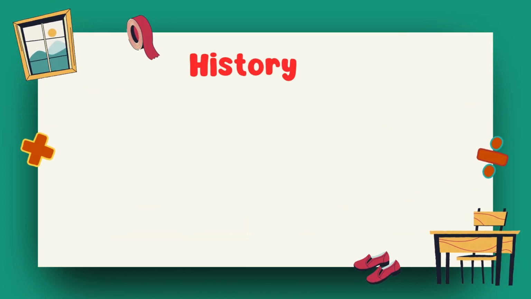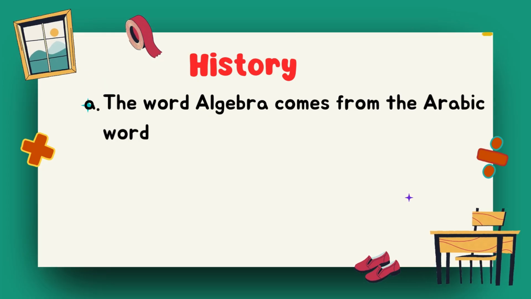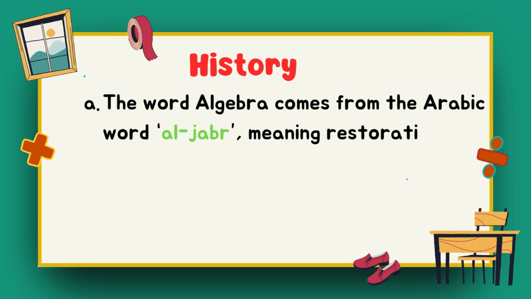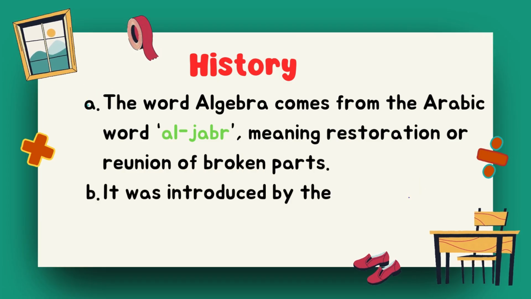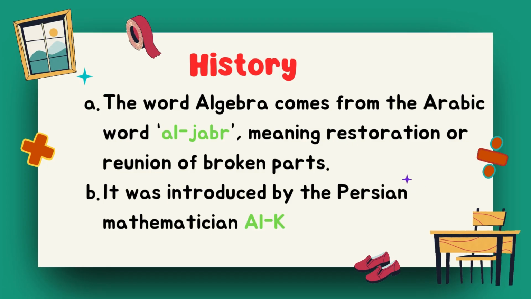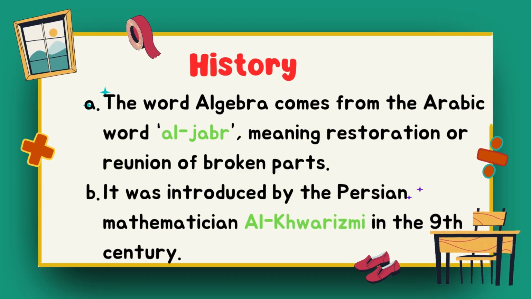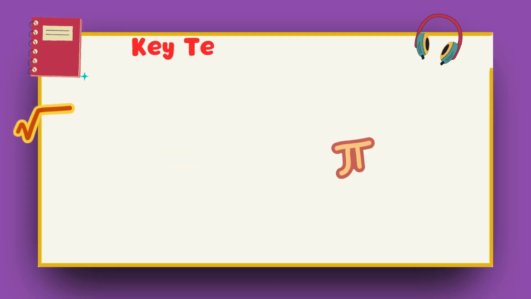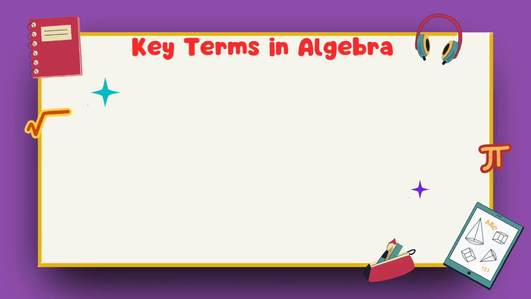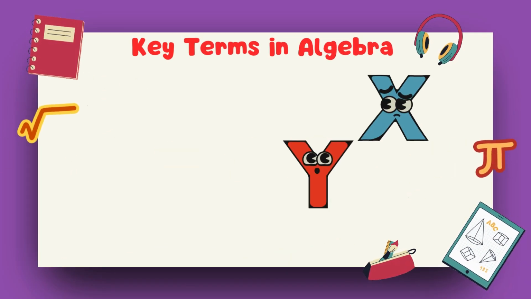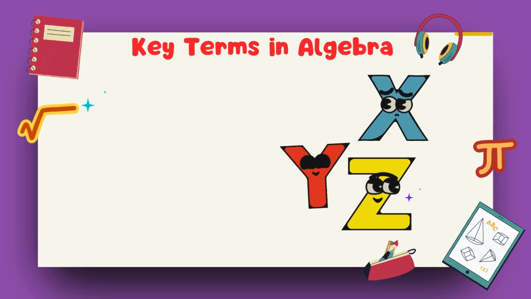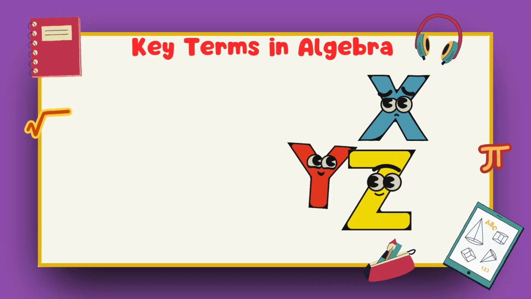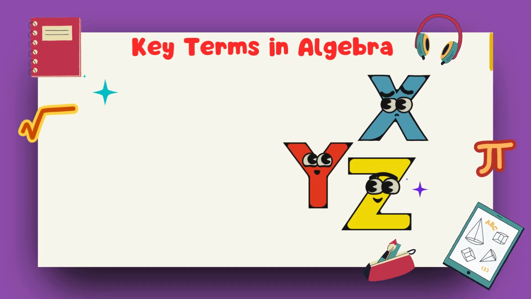And to know about its history, the word algebra comes from the Arabic word al-jabr. Its meaning is restoration or reunion of broken parts, and it was introduced by the Persian mathematician al-Khwarizmi in the 9th century. Algebra uses symbols, usually letters like X, Y, or Z, to represent unknown values. Instead of just working with numbers, we now work with expressions, equations, and variables.